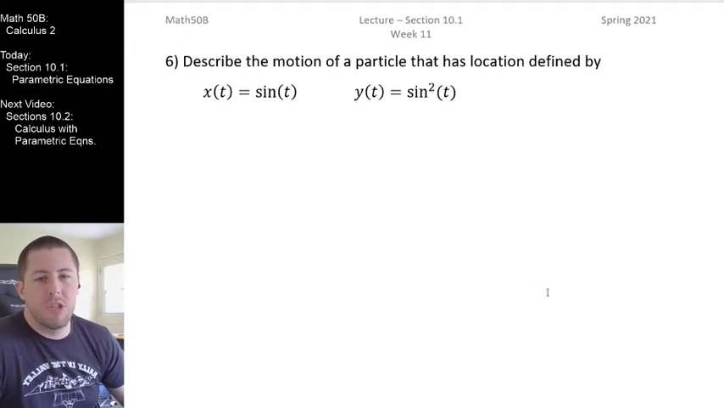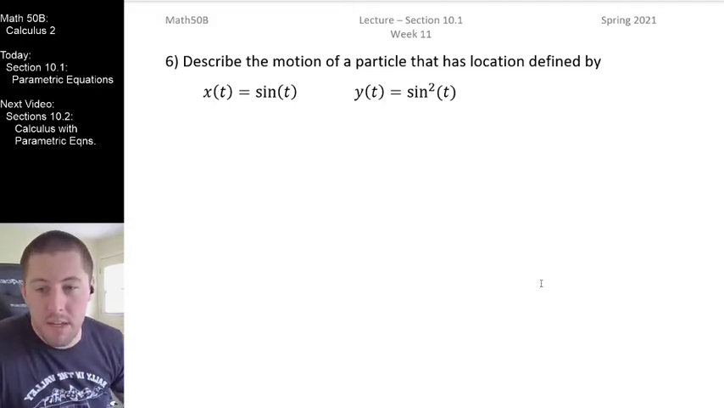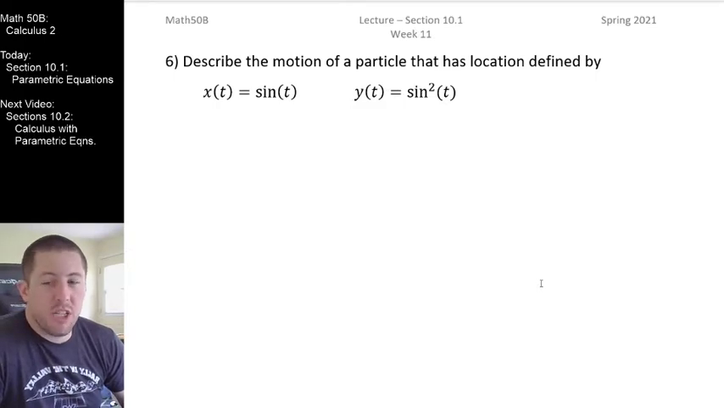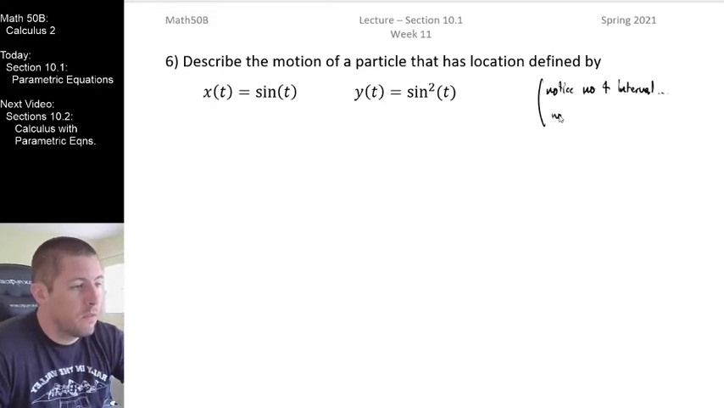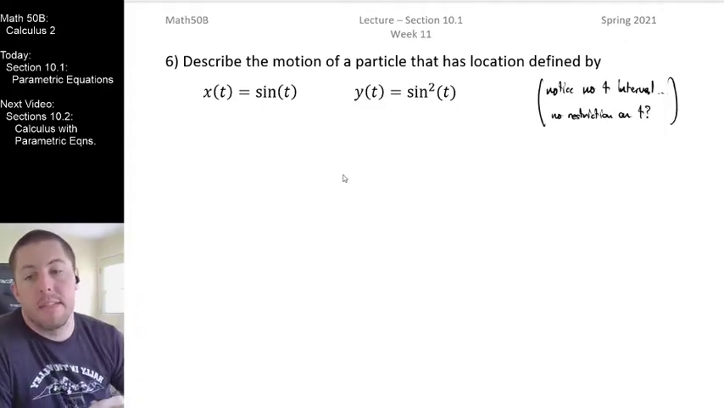So let's describe the motion of a particle that has a location defined by these parametric equations. And super importantly, you should notice that I didn't describe to you any t bounds. This says to me that there's no restriction on t, but that's left off vaguely right here, right? So we'll have to figure that out for ourselves once we get a handle on what's going on right here.